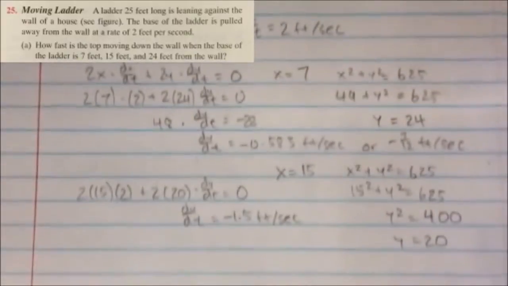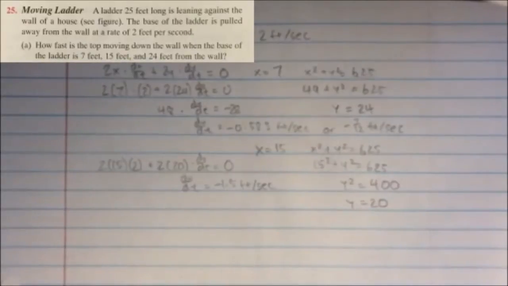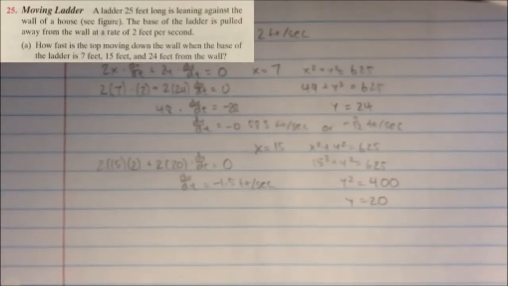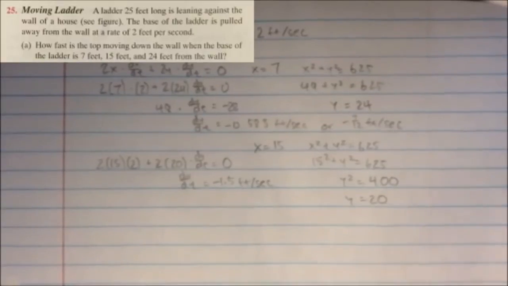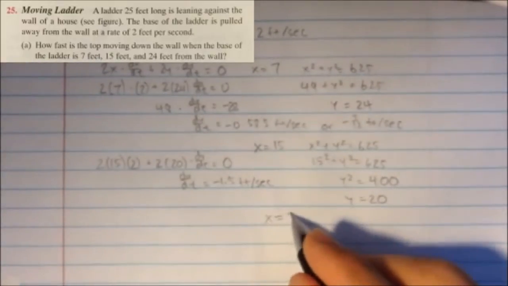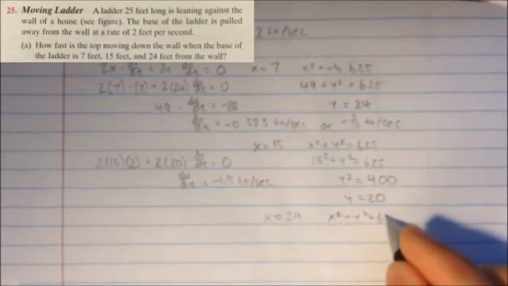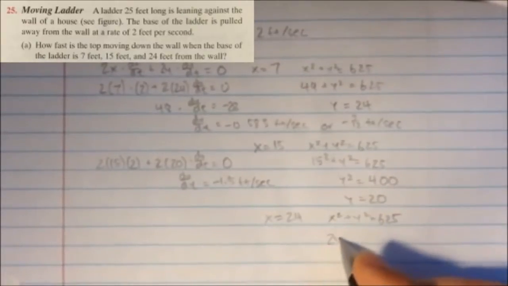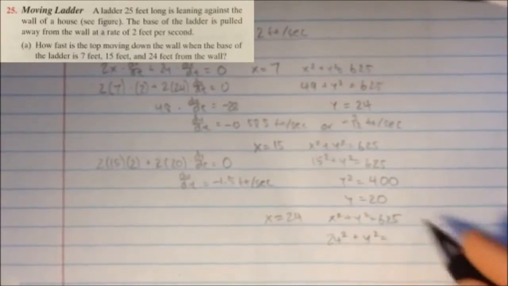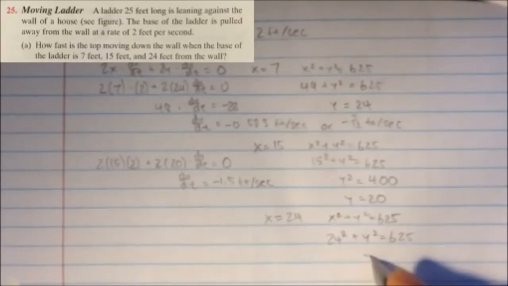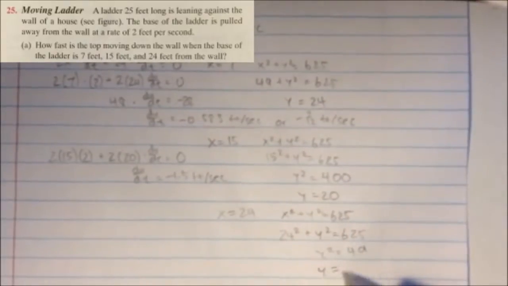So when the base length is 15 feet, the rate at which the ladder is going down the wall is 1.5 feet per second. So now we're going to do the rate of y if the base length is 24 feet. x equals 24. Same process. x squared plus y squared equals 625, and it's 24 squared plus y squared equals 625. y squared will equal 49, and y will equal 7.